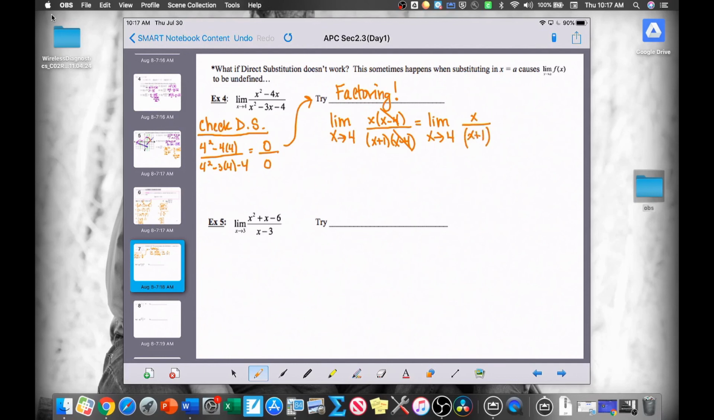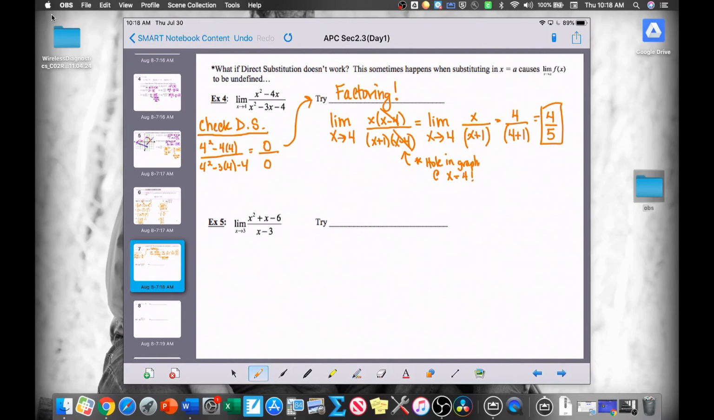Now I can evaluate with direct substitution because I got rid of that hole at x equals 4. So now if I plug my 4 in, I get 4 over 4 plus 1, which gives me an answer of 4/5. Let's put a little note here just for our own reminder that we have a hole in the graph at x equals 4, right? We have seen that before.